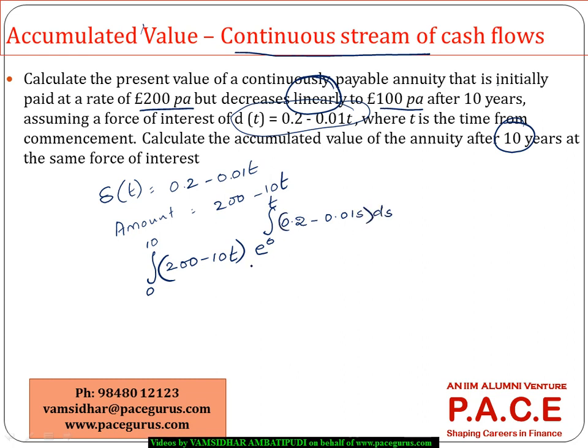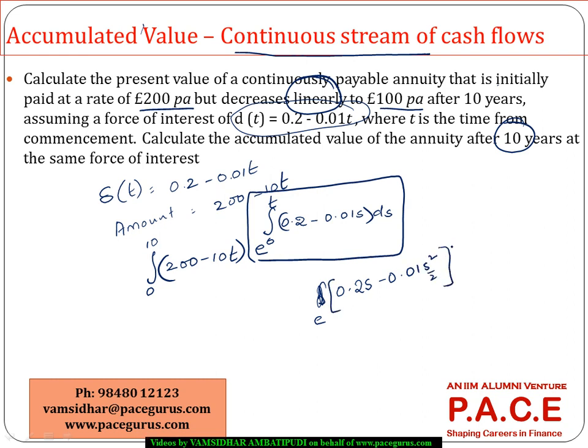Now, using this too, if I want to find out the accumulated value at the end of 10 years, all I am doing is an integration between 0 to t, the amount, a continuous stream of cash flows, times e power delta s ds. So basically between 0 to t, I am looking at delta s, 0.2 minus 0.01 s ds. So we'll first integrate the exponent part, and then we'll take it with the cash flow. So when I do the integration, it is nothing but e power 0.2 s minus 0.01 s squared by 2, integrated between t and 0. So it becomes 0.2 t minus 0.005 t squared.